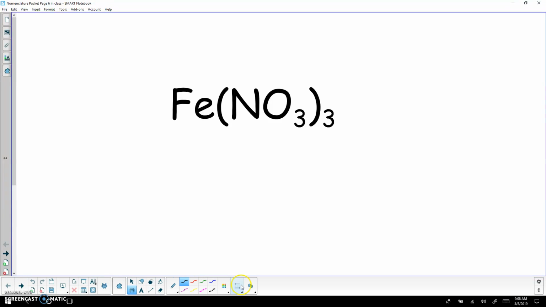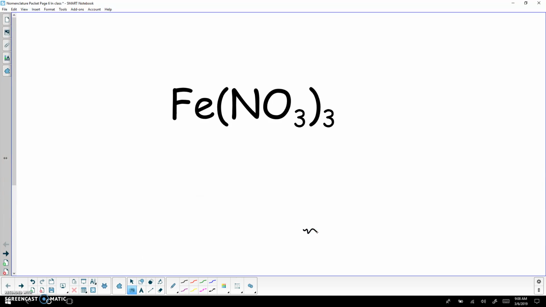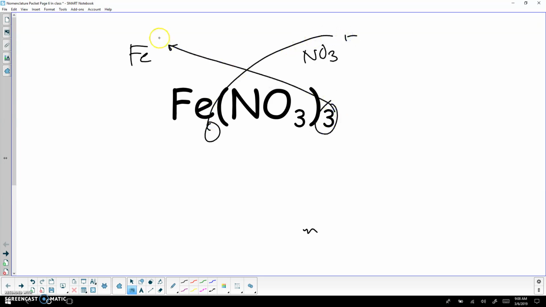All right, this is going to be page 6 of the nomenclature packet. So let's jump right in. Okay, so we have iron, which is a transition metal. We need to determine what its charge is. Nitrate will come up here. There is a 1 that goes to nitrate. Nitrate is 1 minus. The 3 goes to iron. Iron, Roman numeral 3, nitrate.